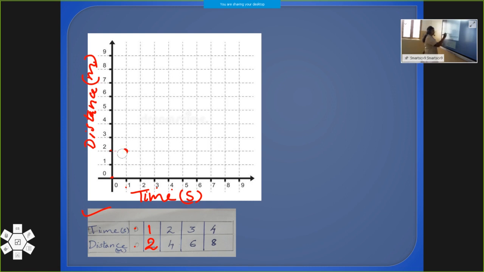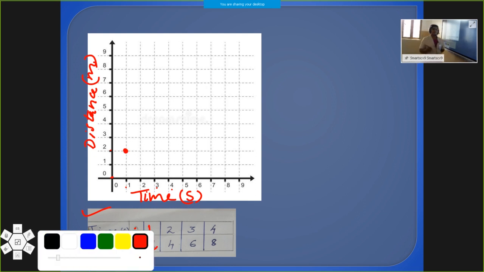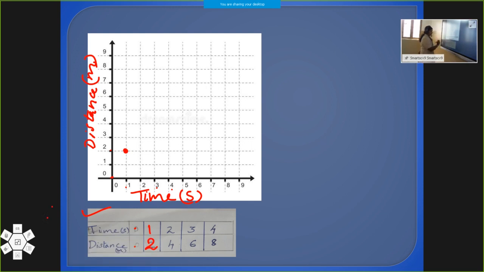Okay. So there is no need for graph paper. In your notebook itself you can draw the graph. We don't need graph paper for that. You have to draw a line and neatly mark with equal intervals in the scale. Okay, that is enough. So 1. Then the next one is 2.